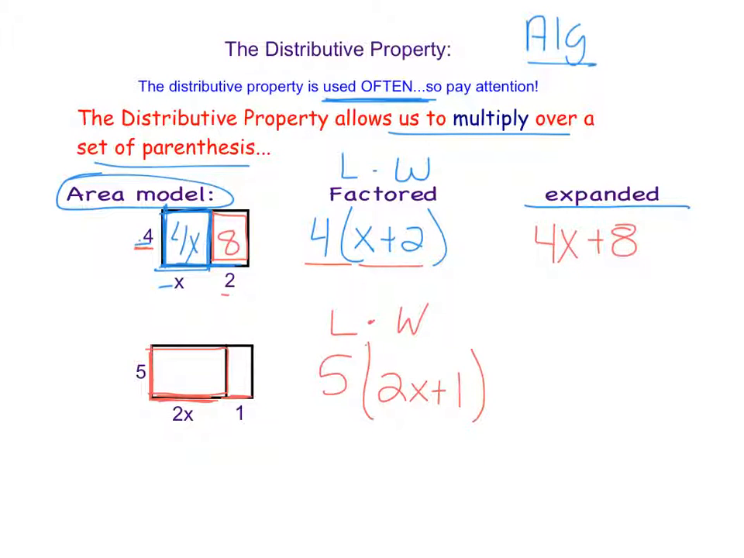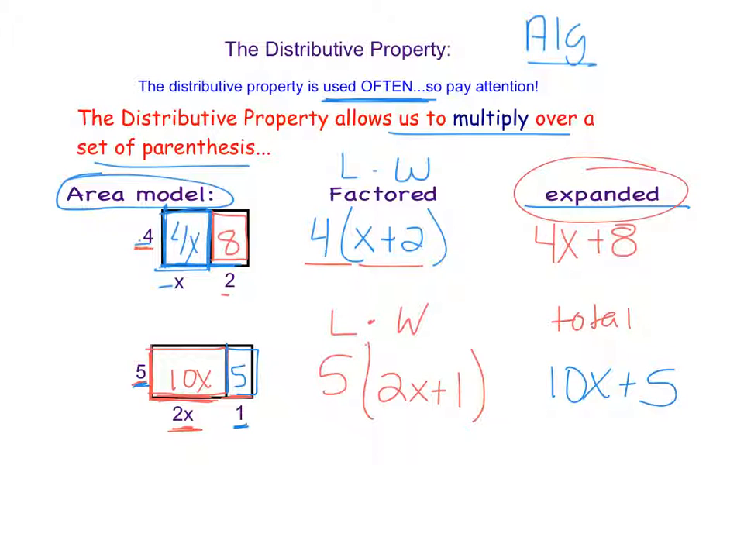So then let's do the total area. So the total area is the expanded way. So 5 times 2x is 10x. And then the area of this one is 5 times 1, which is 5. So we have 10x plus 5. So again, the distributive property allows us to multiply over the parentheses.